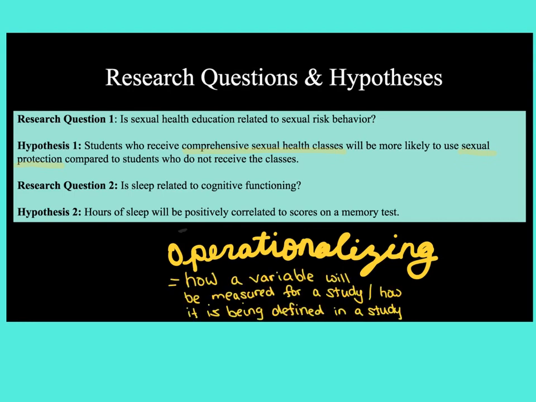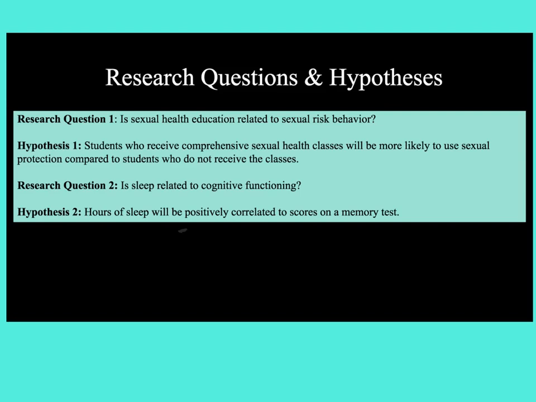We are beginning to operationalize here, but we will talk about this in more detail later and how to go about measuring things once you've come up with your operational definition. For now, notice that sexual health education is specifically stated as a comprehensive sexual health class in the hypothesis. Also notice that sexual risk behavior is defined as using protection in the hypothesis. Finally, notice the wording. It says more likely.